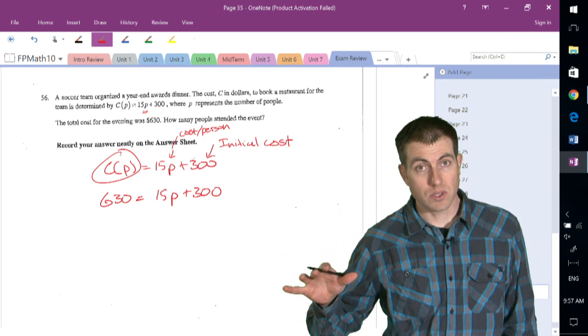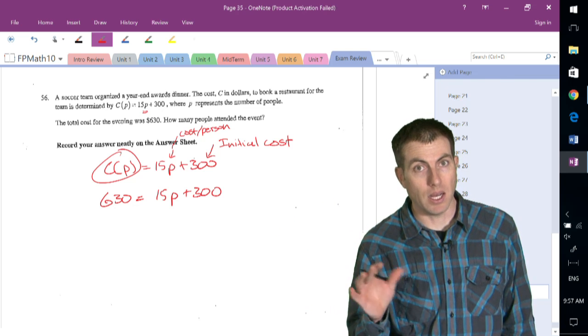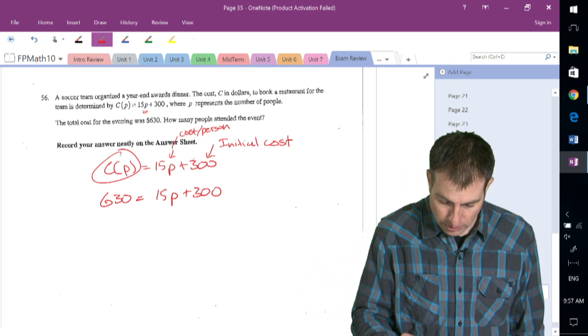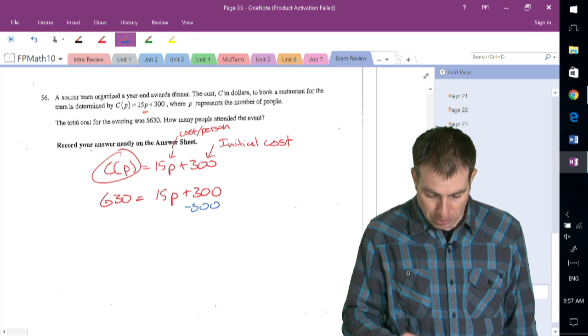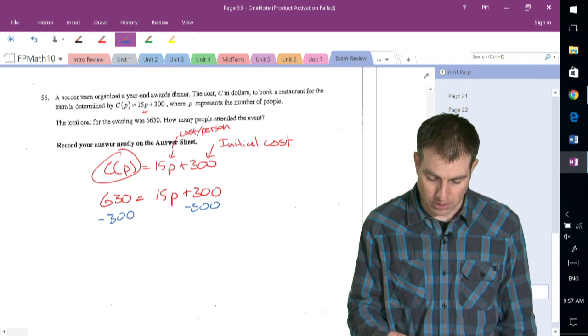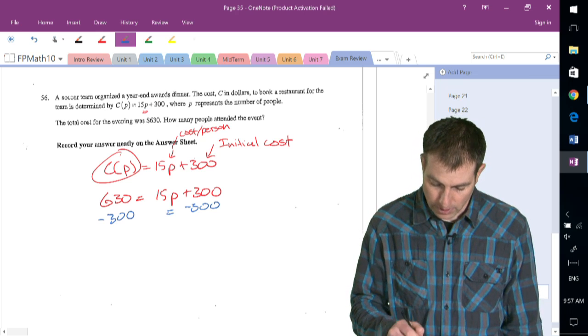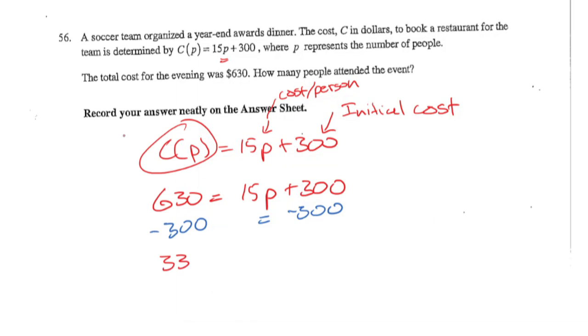The total cost was $630, and 300 of that $630 was the initial cost to rent the hall or whatever, wherever they're dealing with this. So I can use algebra, I can use my brain. If I want to think about it in terms of algebra, I'll subtract 300 from both sides. I'm trying to isolate this guy. So this gives me 330 is equal to 15p. And then I'm going to divide both sides by 15 because each plate costs $15.